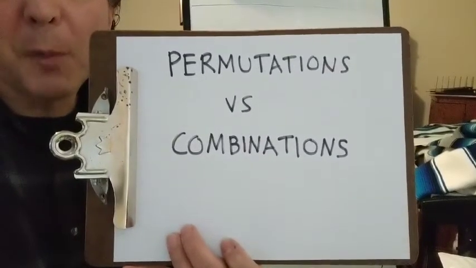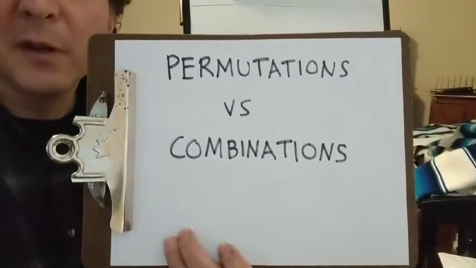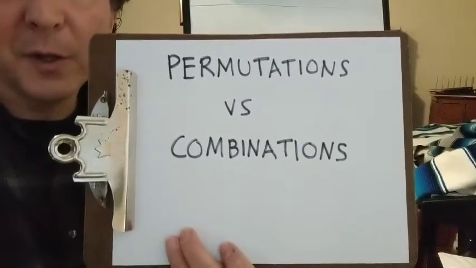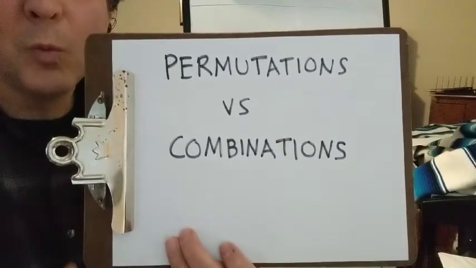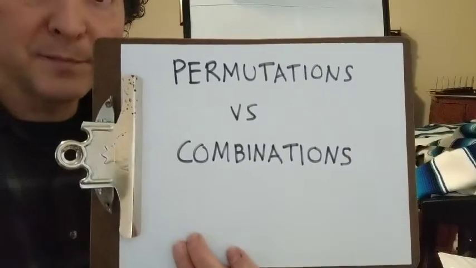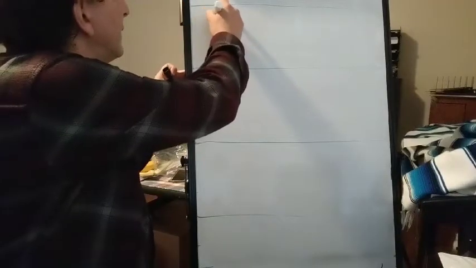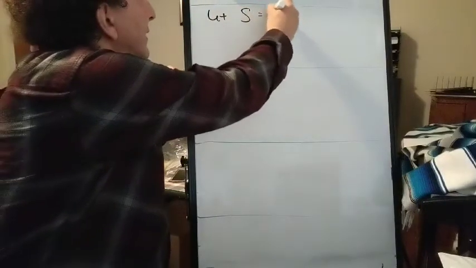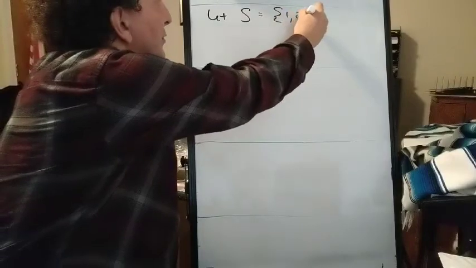We've talked a little bit about permutations and combinations. I want to compare and contrast them so that we know what they mean and when we use them. Let me start from an abstract point of view. Let's let S be the set of numbers 1, 2, 3, 4.